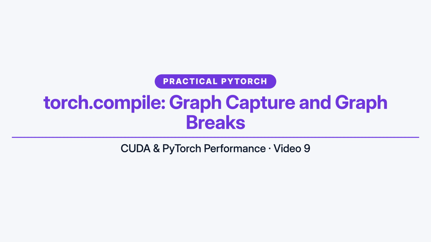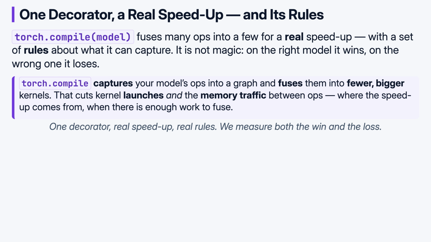One decorator can give a real speed up, but it wins on the right model and loses on the wrong one. Let's find its rules. Torch.compile fuses many ops into a few for a real speed up, and it has rules about what it can capture. It is not magic. On a real model it wins, on a tiny one it loses. We will measure both honestly.